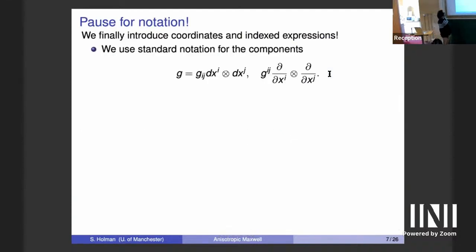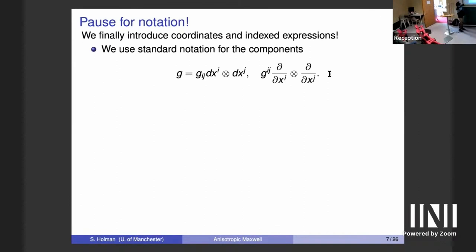So we need to introduce some notation. The calculations involved in this get pretty technical, unfortunately. And so I'm just trying to be clear about some of the notations that are used.